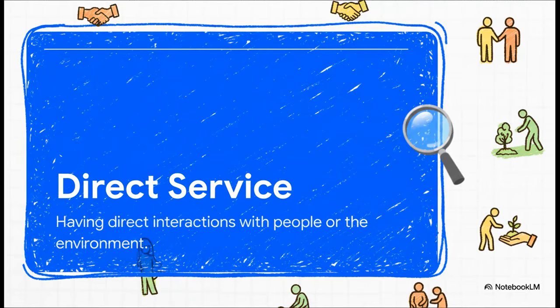First up is direct service. This one is for those of you who really want to be hands-on, working face-to-face with people or getting out there in the environment. For example, sitting down with an older person and patiently showing them how to use their new tablet to call their family. That's a direct, personal impact you can see right away. This path is perfect if you get your energy from connecting with others.